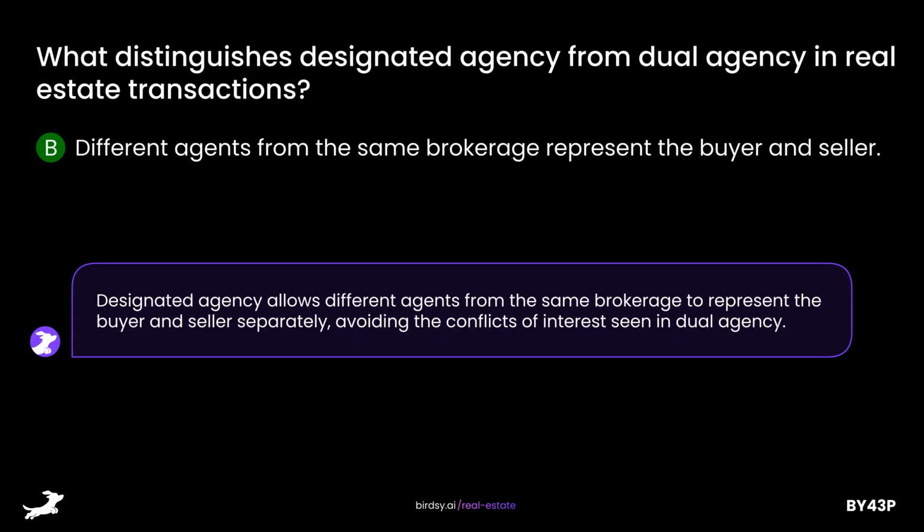Designated agency allows different agents from the same brokerage to represent the buyer and seller separately, avoiding the conflicts of interest seen in dual agency.